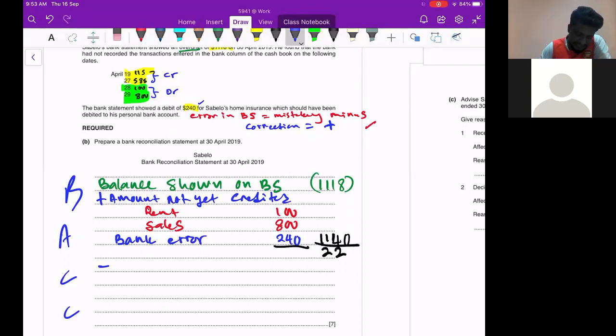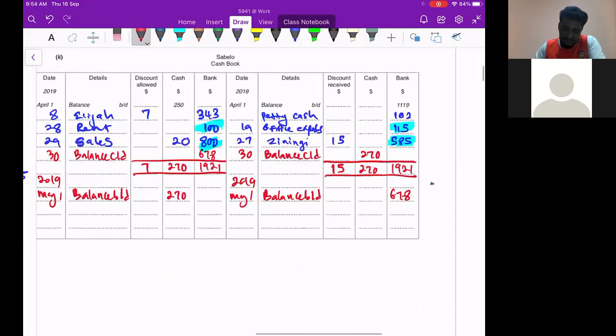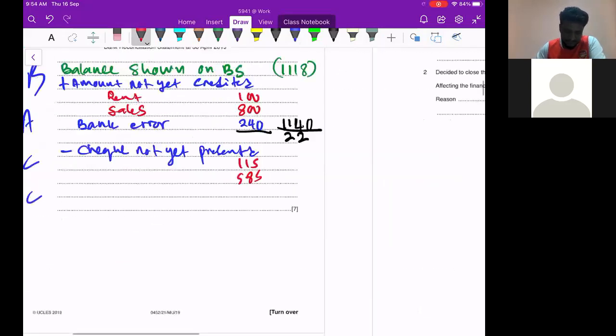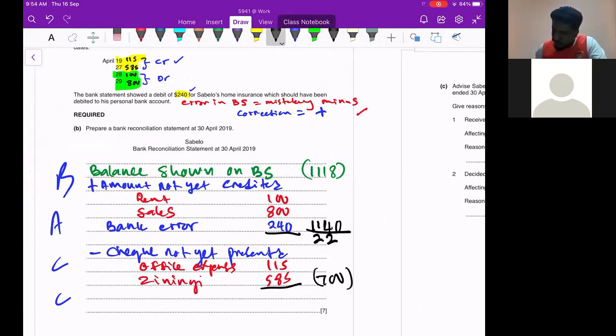This one will minus with C. C stands for check not yet presented. The check that we paid hasn't been presented to the bank. So the check that we paid, we record on the credit side, the yellow color. How much? 115 and 585. The name you check in the cash book: office expenses and Ziningi. Then you total up 115 plus 585, I get 700. So 22 minus 700, I get 678 in a negative.